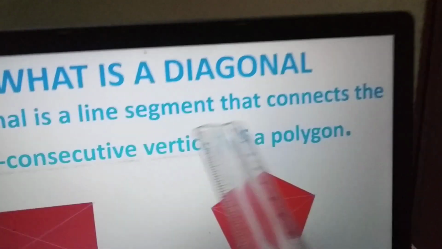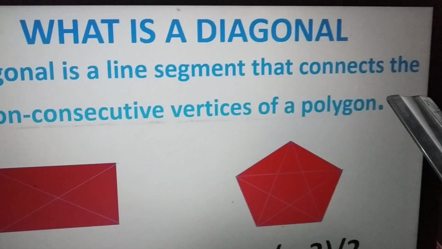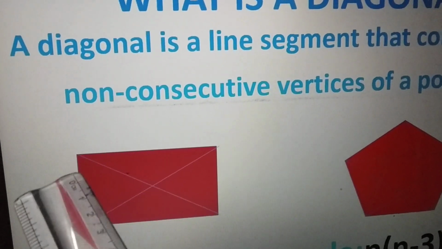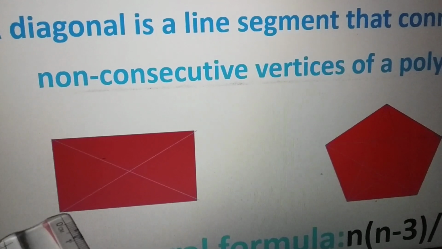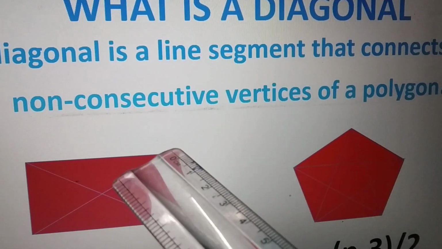Now coming on to the next topic, what is a diagonal? A diagonal is a line segment that connects the non-consecutive vertices of a polygon. So here you are able to see the quadrilateral ABCD. Here when you are joining this you call it a diagonal. I am going to join this diagonal. I am not taking the next vertex. If I join the next vertex, it becomes a side of the quadrilateral. So I am going to leave this vertex and join the one after. When you join that, it becomes a diagonal.